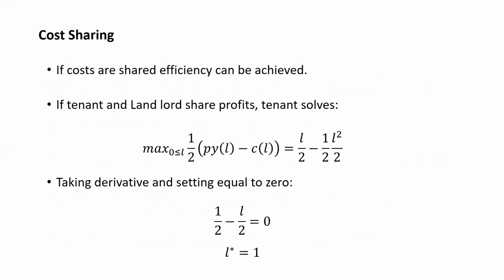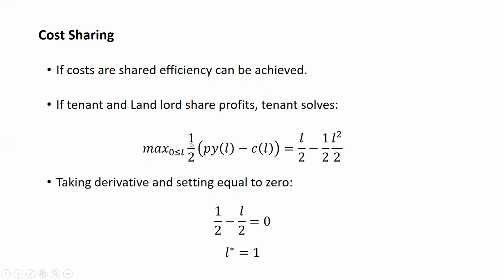Another way in which you could do that is cost sharing. Cost sharing essentially means that not only the benefit, but also the cost can be shared between the landlord and the tenant. And so now what this means is that instead of just giving half of your crop, you're going to give half of your profits to your landlord.